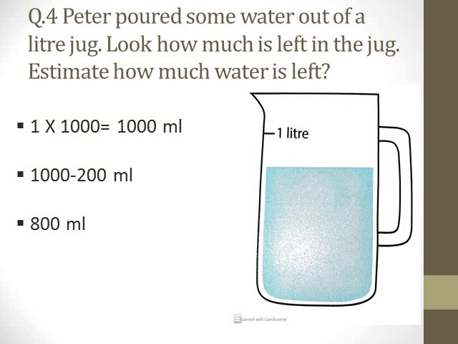Then I find out the difference, because I estimated that the difference is 200 ml. So when I subtract 200 from 1000, the answer is 800 ml. That means 800 milliliter water is left in the jug.